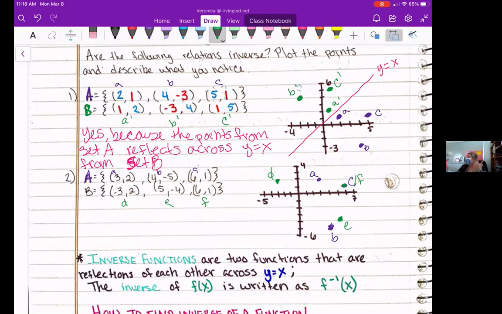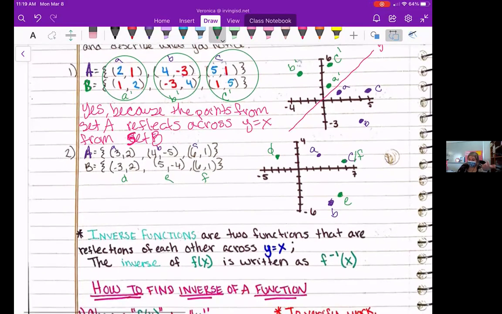No, it's pretty plain and simple, right? If they don't reflect across y equals x, they're not inverses. Another way you can tell, obviously, if you look at problem number 1, I color coordinated, right? Because I wanted you to see how the dots literally just flip from each other. So these right here, 2, 1, 1, 2, they switch places. These switch places and these switch places. So that's another way you can tell, right?